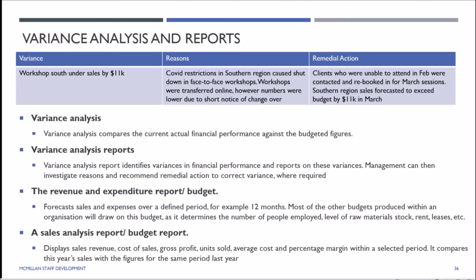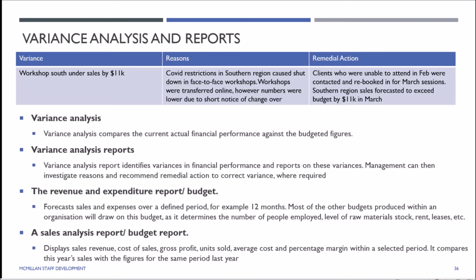So if I look at that previous slide, Workshop South was under 11,000 for February. After I've done my investigation and consulted, my reasons for it are that COVID restrictions in the southern region caused a shutdown in face-to-face workshops. Workshops were transferred online. However, numbers were lower due to short notice of changeover. The remedial action, what we're doing as a result of that, is that the clients who were unable to attend in February were contacted and have been rebooked in for March sessions.